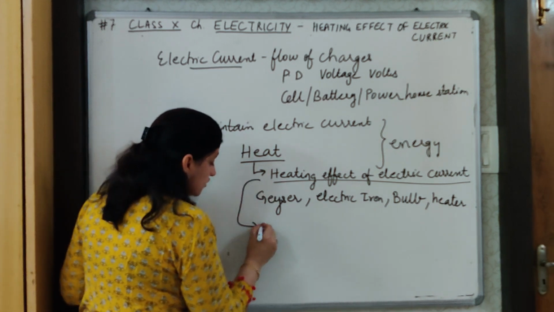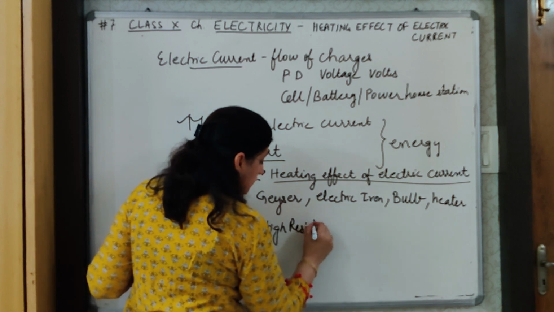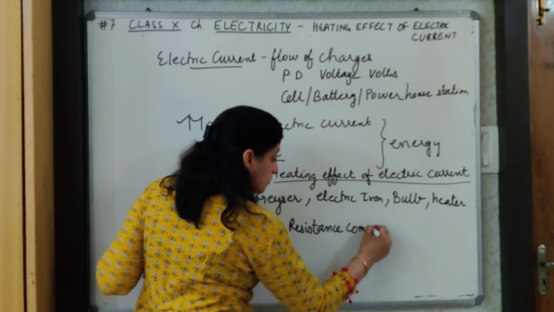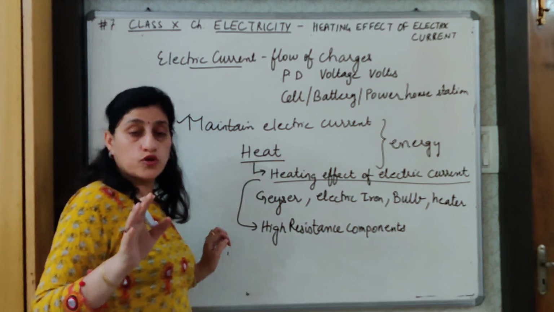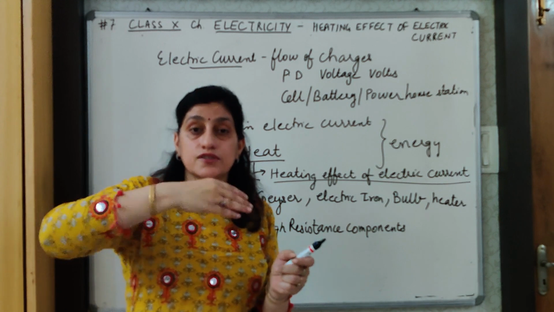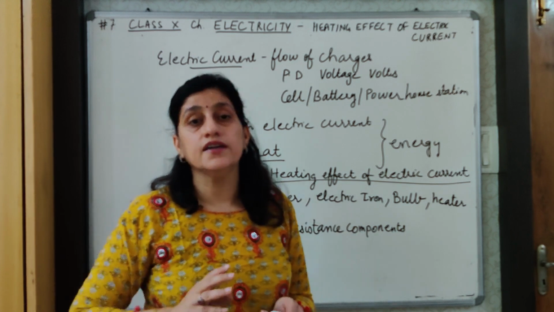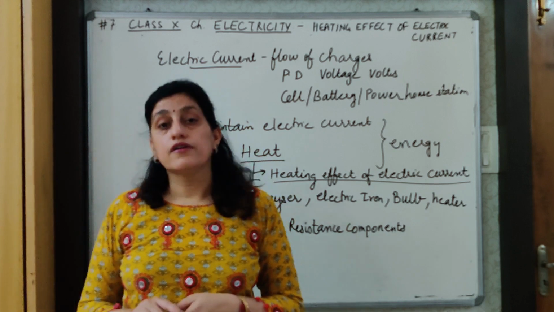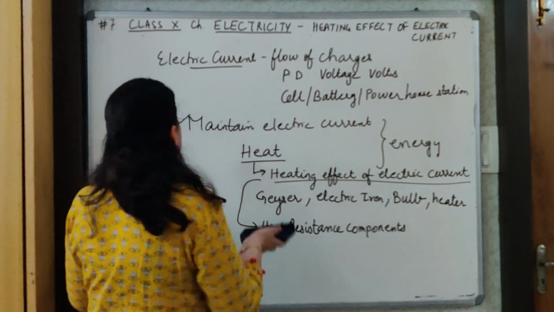What are we using? We are using high resistance components, because when we use high resistance components, we know that higher resistance stops the flow of current, and when the flow of current is stopped, all that energy which is not flowing gets converted into heat and we get the desired heating effect. This is clear? Now we will recall one formula which we did in the start of the chapter.